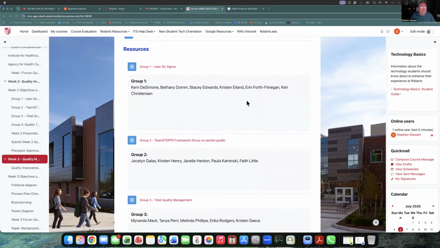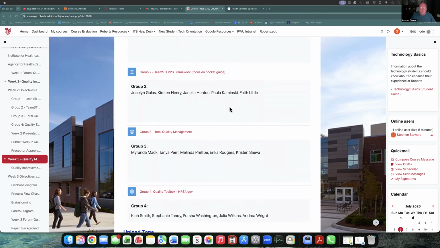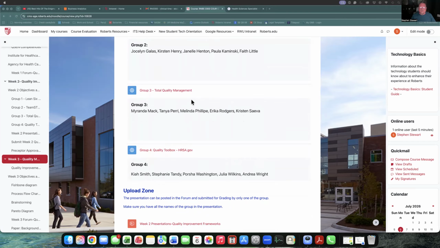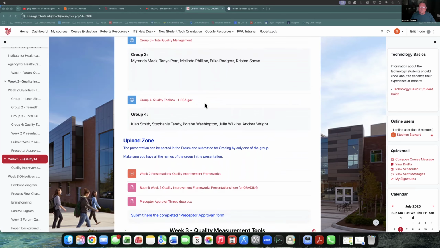But anyway, Group 1 is looking at Lean Six Sigma. This is a quality improvement framework that's actually quite popular in the nursing industry and in the healthcare industry. Group 2 is going to look at the STEPS framework. Group 3 is going to look at a framework called Total Quality Management. And Group 4 is going to look at a framework called Quality Toolbox.